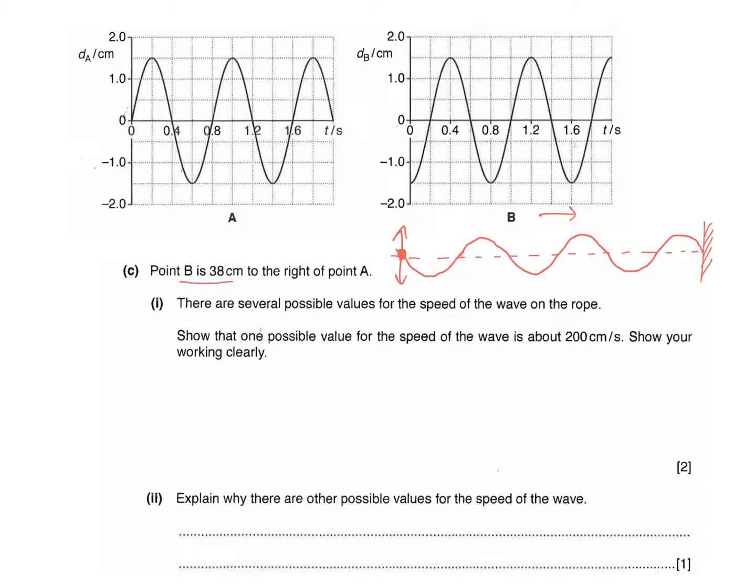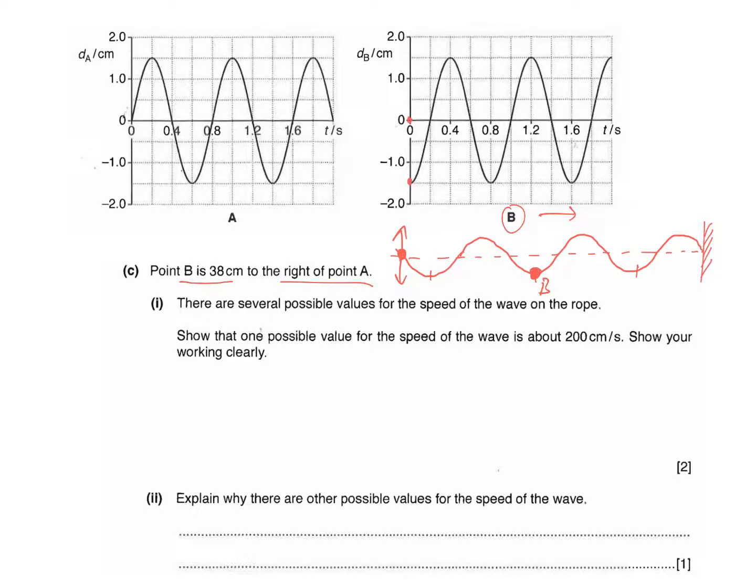Another point given to you is point B is 38 cm to the right of point A. Now let's start with point B. At time equals to 0, point B is at its maximum negative displacement. That means it's at its lowest position. So one possibility is here, here, or here. Let's assume point B is over here.